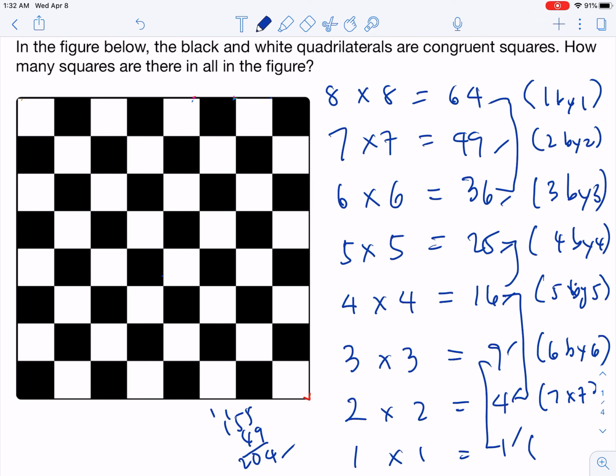So ang sagot natin dito ay 204. Okay, so sana ay may natutunan kayo dito sa ating maiksing video. As you can see, pattern searching is very important in mathematics.